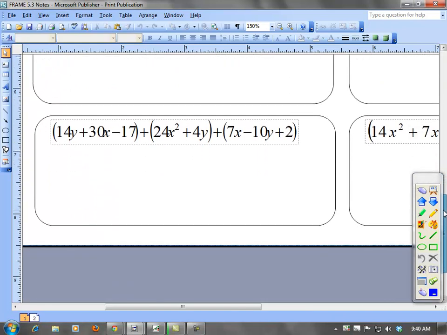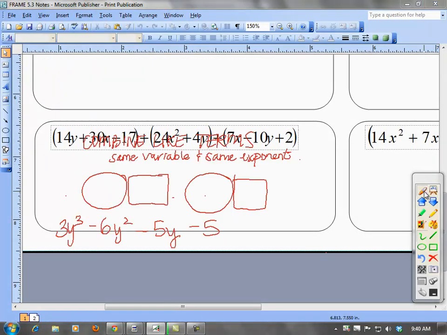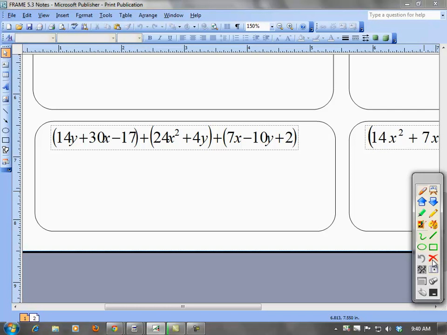So let's do one more. I'm going to move this down. Get rid of this. All right, now I have x's and y's. We suggest you go in alphabetical order. Okay, so I'm going to start with my x's, and I'm going to the highest exponent. So I have this x squared here and no other x squareds. So I'm going to start with 24x squared. Now I'm going to go to my single x's. I have a positive 30x and I have a positive 7x. So that gets me a positive 37x.